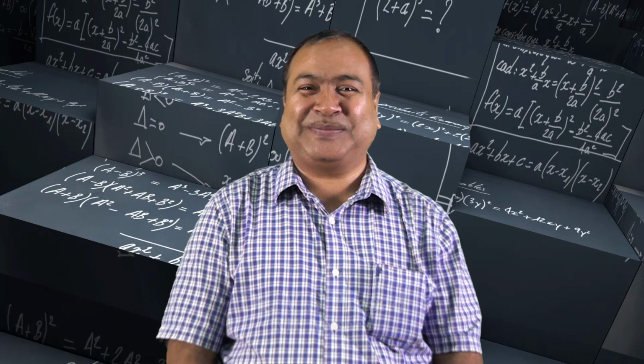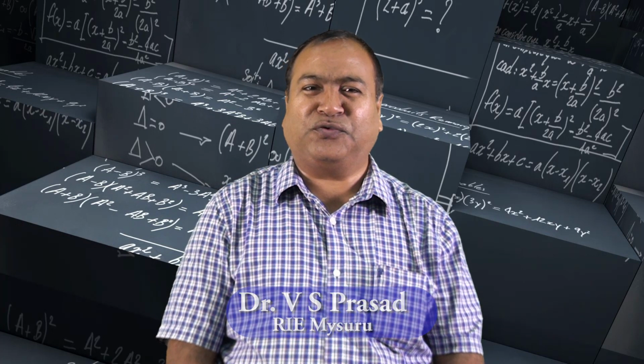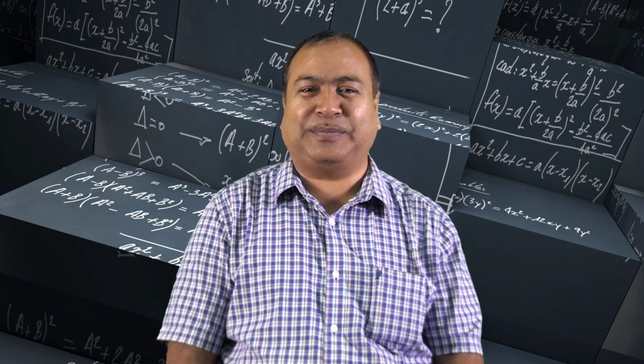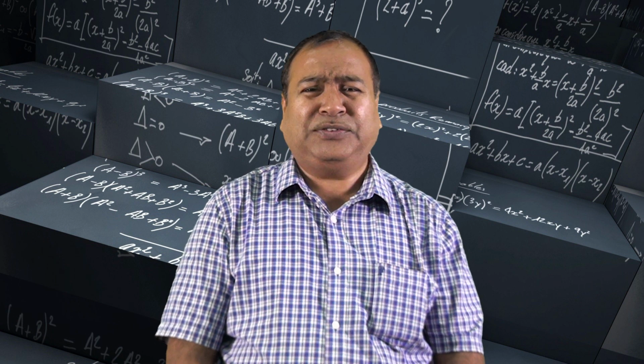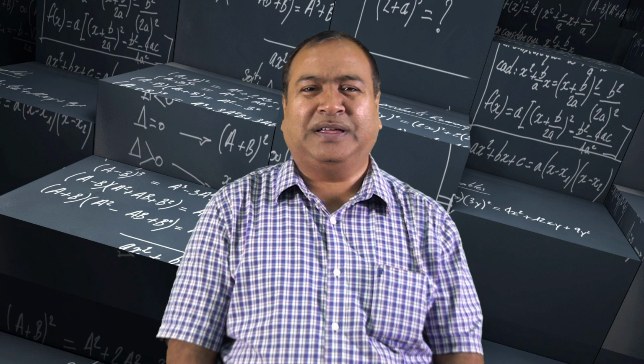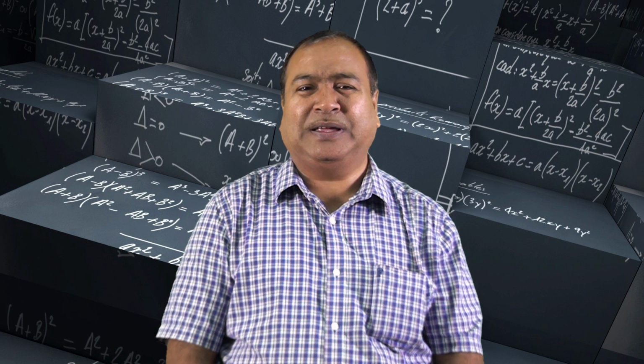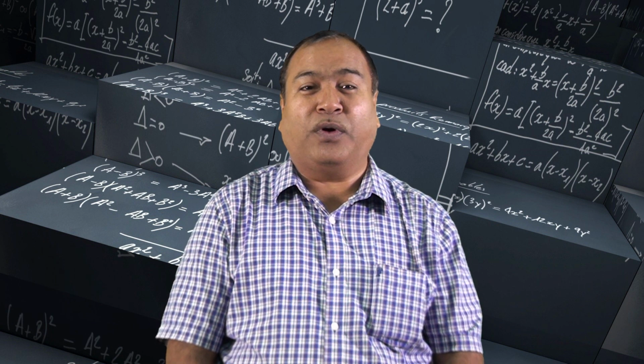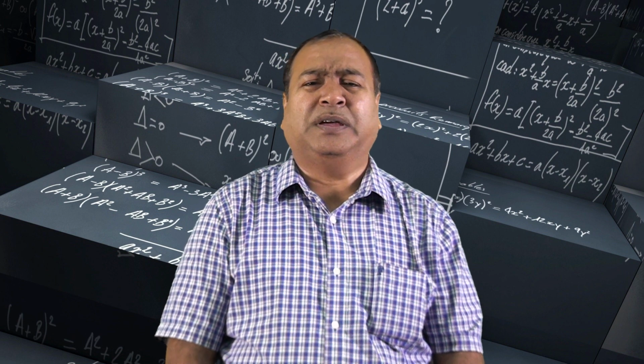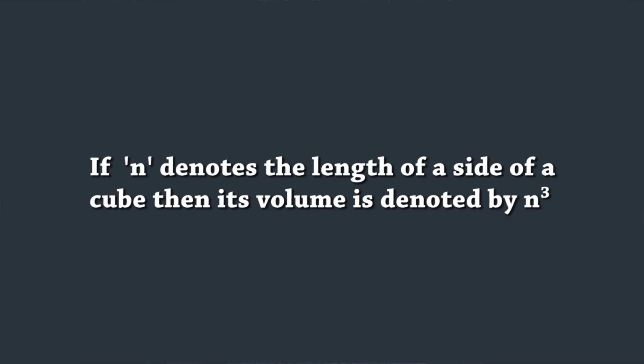Dear students, we have already observed some techniques to find the cube of a natural number. Also, we see that the cube of a natural number represents the volume of a cube. So, if n denotes the length of a side of a cube, then its volume is denoted by n cube.